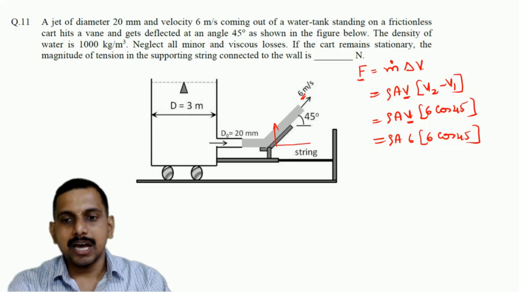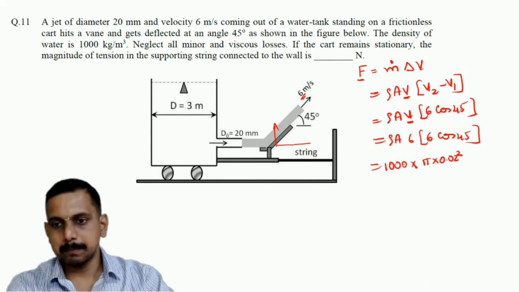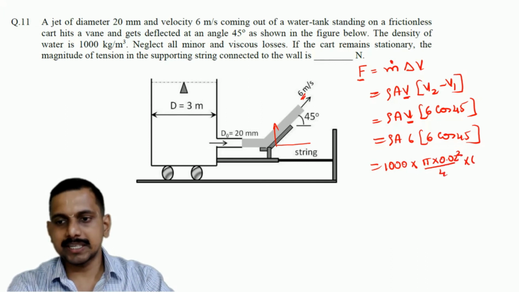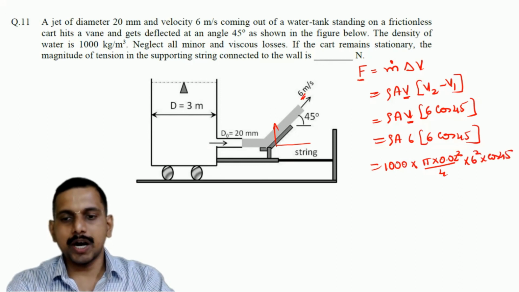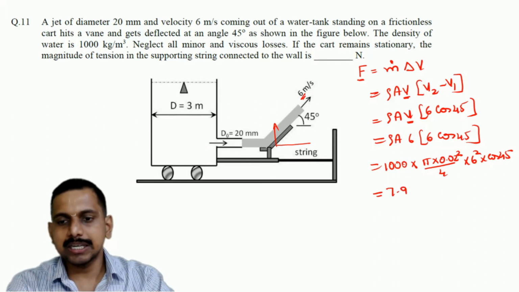Now let us apply A and V. Rho, we will apply the values. Density is 1000, area is pi into 0.02 square by 4, into 6 square into cos 45. So the answer I will get is 7.99 Newton.